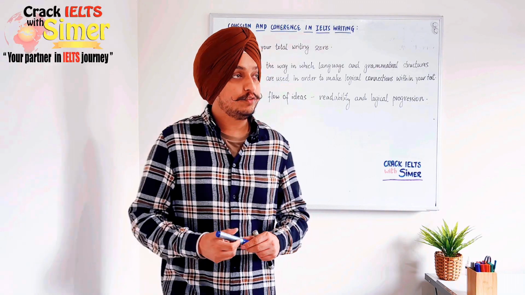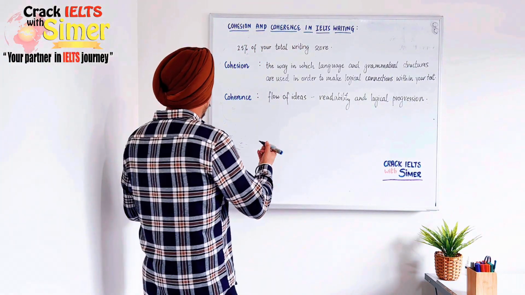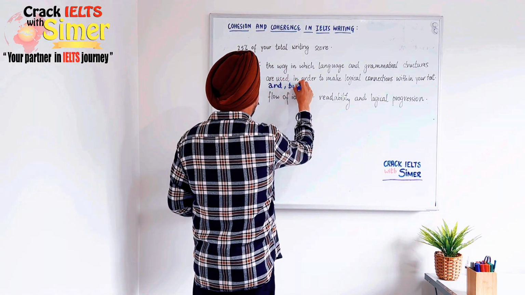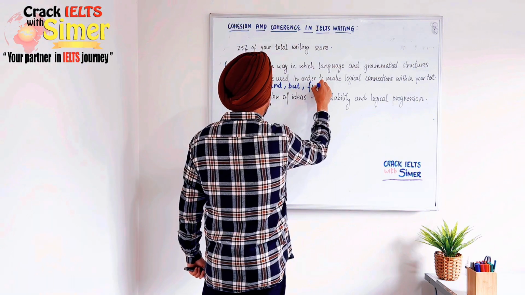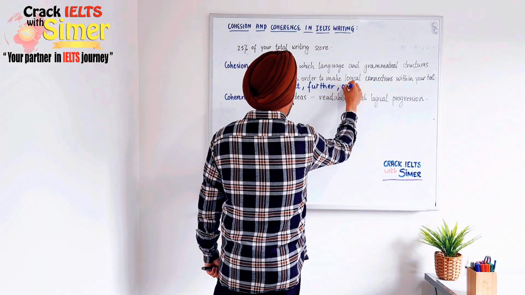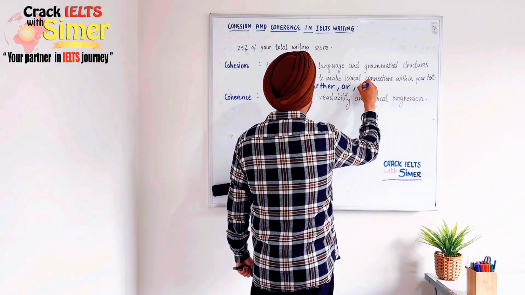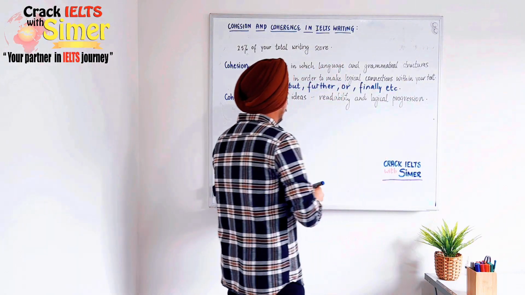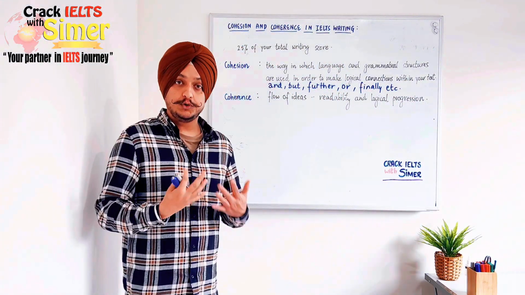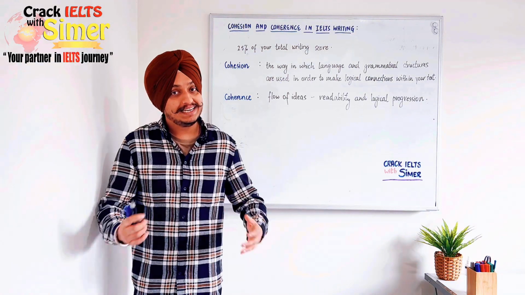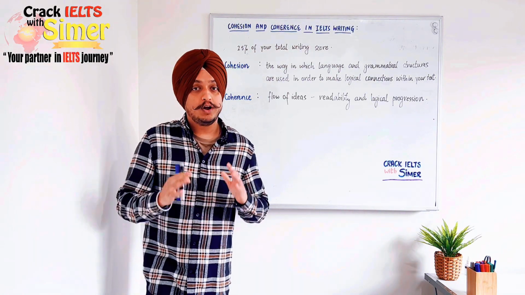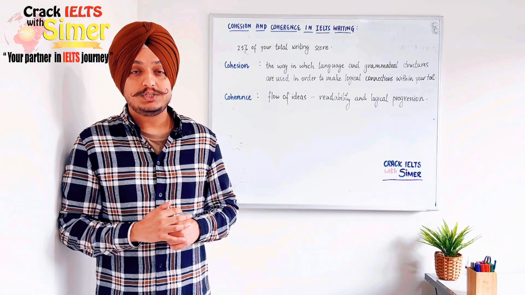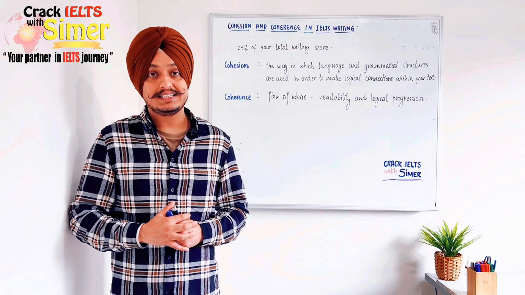Some examples of cohesion include words like and, but, further, or, finally, etc. You know that these are cohesive devices. So that concludes the first part of this video on what cohesion and coherence mean. We'll go to the next part, which is the types of cohesion and coherence in your essay.